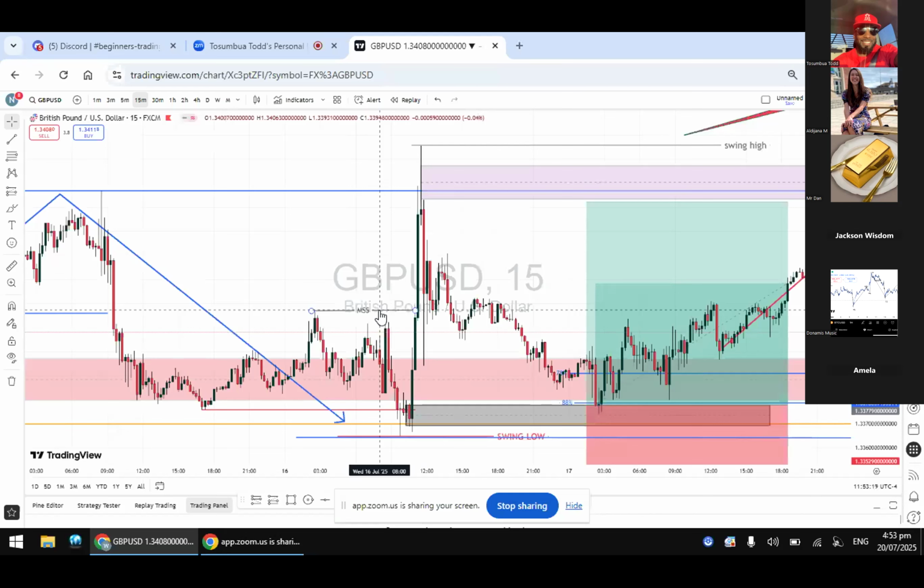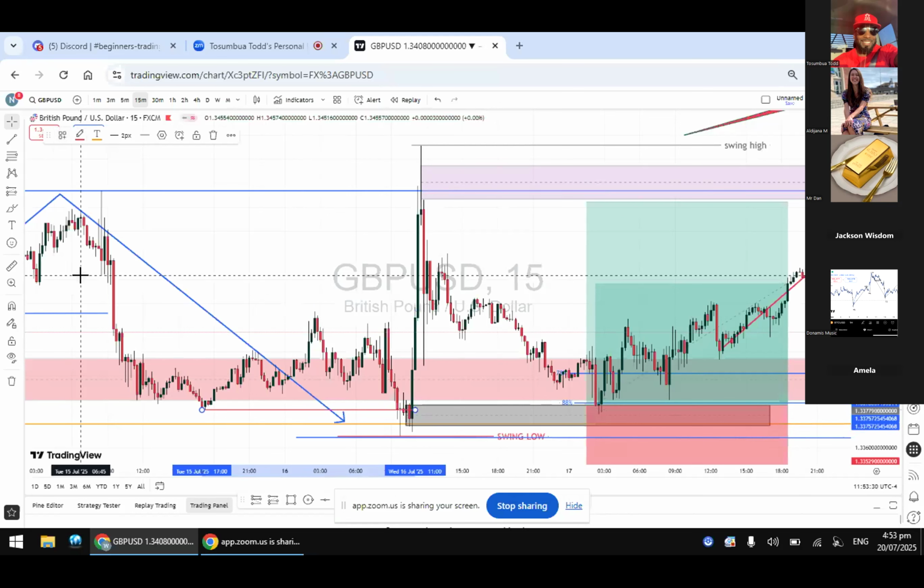This was the market structure shift here. Not this one, this one was just me doing something else. This was where I got the market structure shift. Sir, can you see my chart? I got it here. So I marked up my demand zone to buy up to the high.